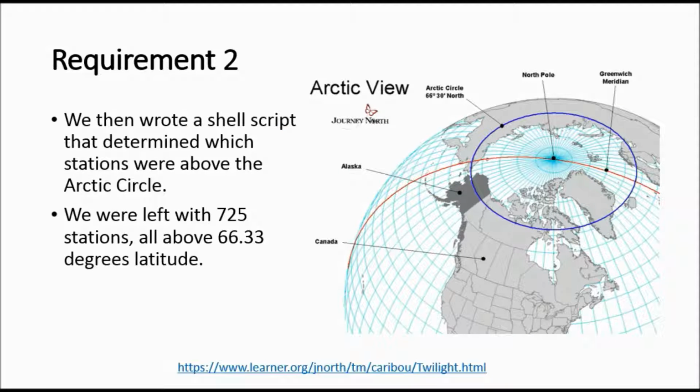In requirement 2, we wrote a shell script. This filtered all the stations that were above the Arctic Circle. This shell script left us with 725 stations, which were all above 66.33 degrees latitude.